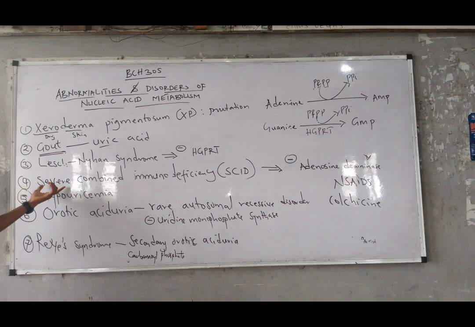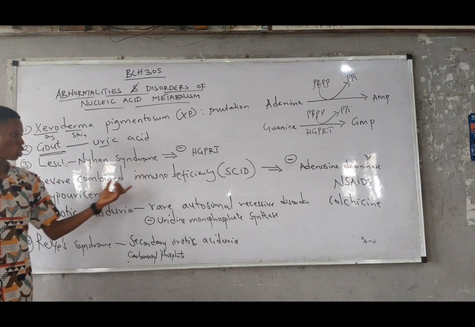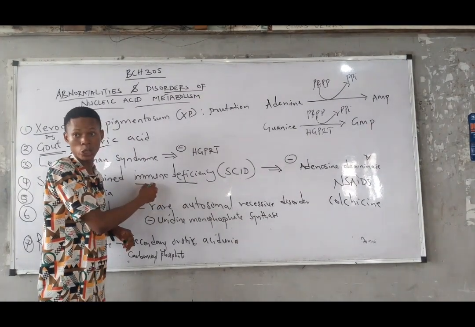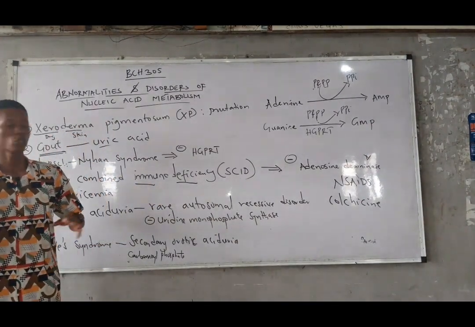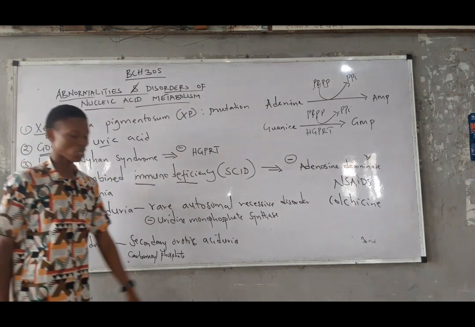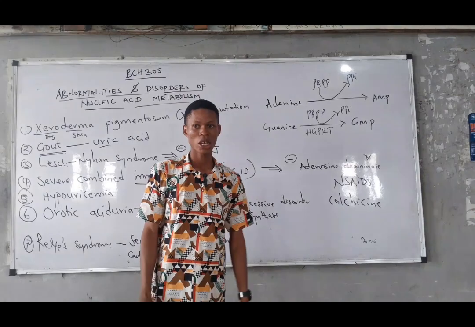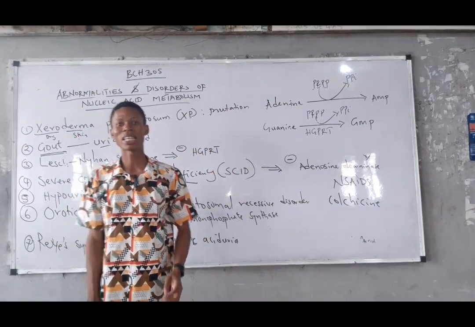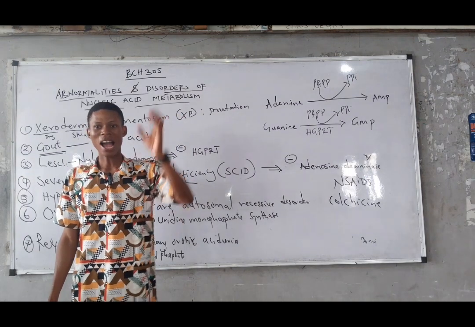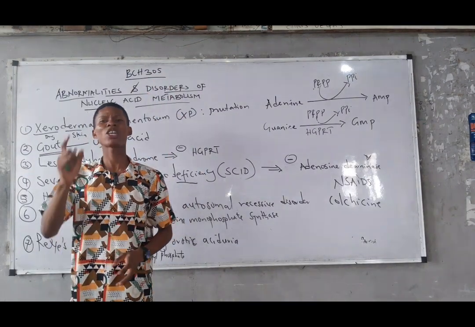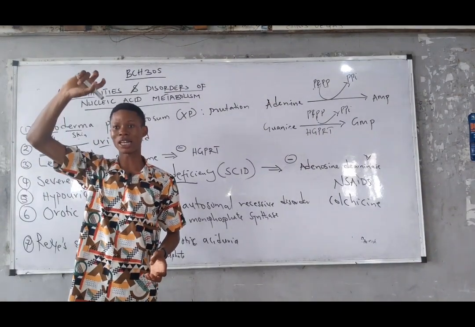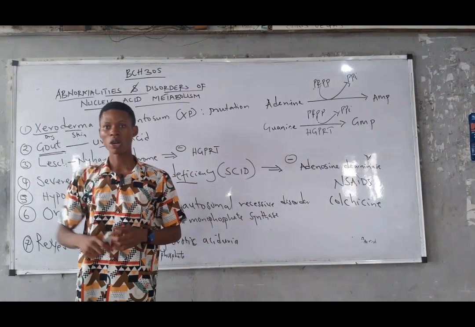Next question. The next disorder there is severe combined what? Immunodeficiency. It's talking about the immune system, right? Good. Now, severe combined immunodeficiency results from the deficiency of what enzyme? Adenosine deaminase. And adenosine deaminase is the enzyme involved in the conversion of adenosine to what? Inosine. Remember, if you remove the amino group from adenine, you get what? What is the base in inosine?